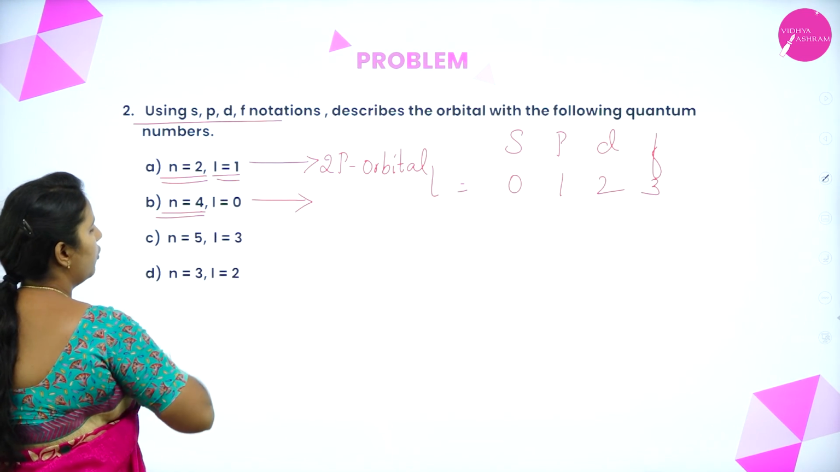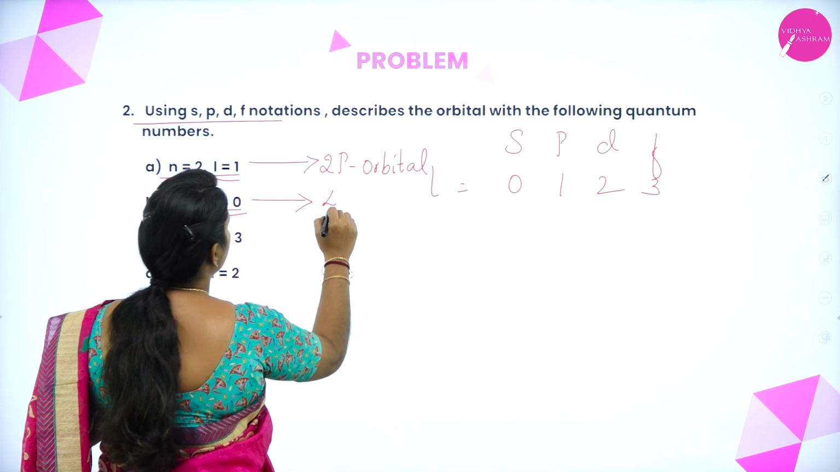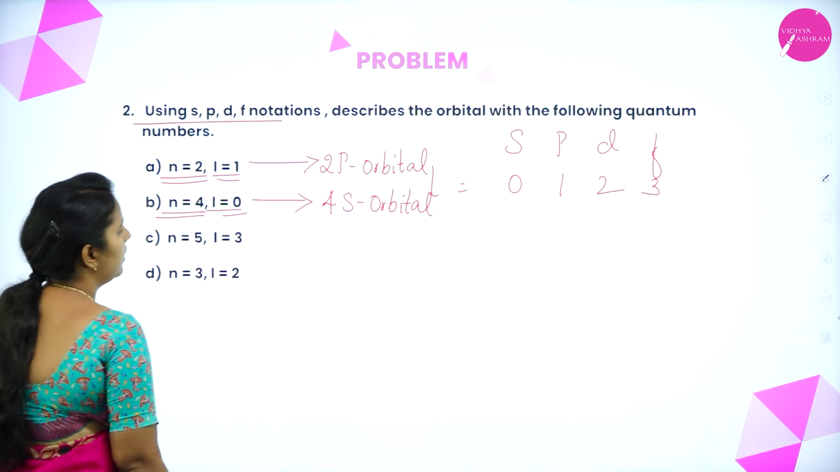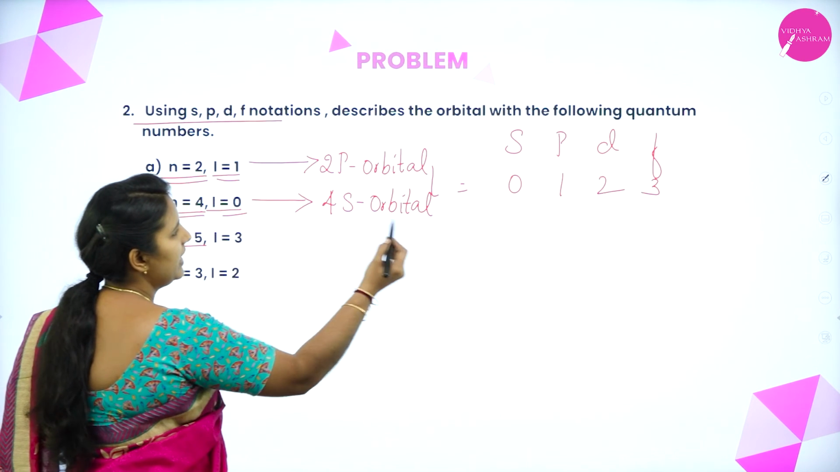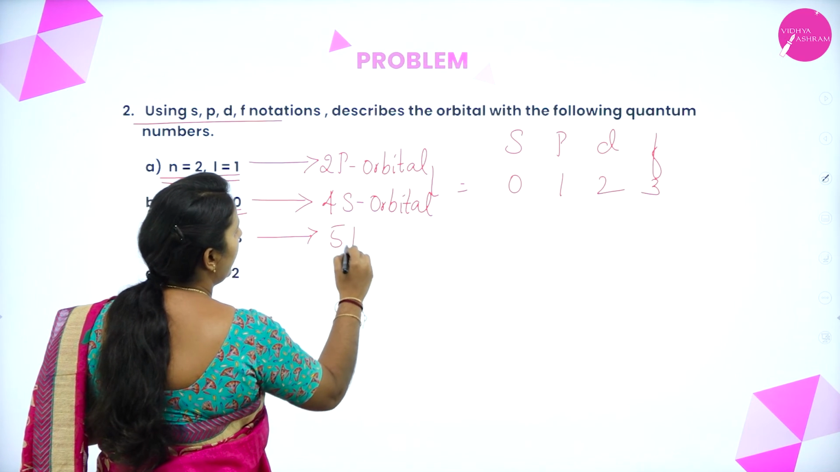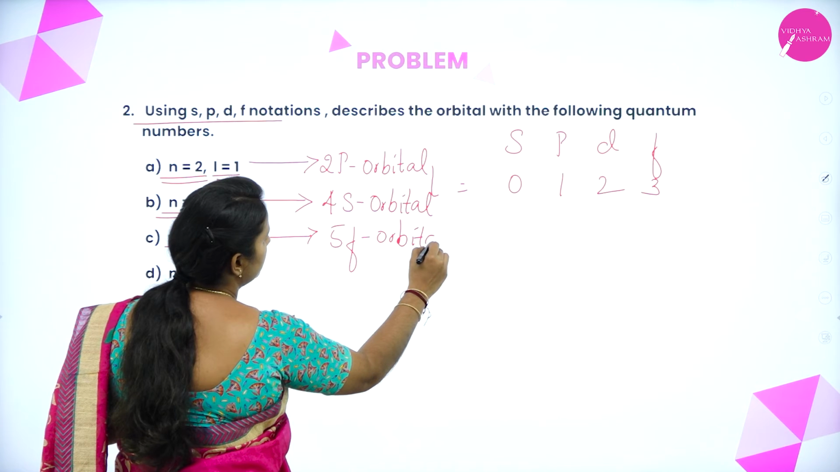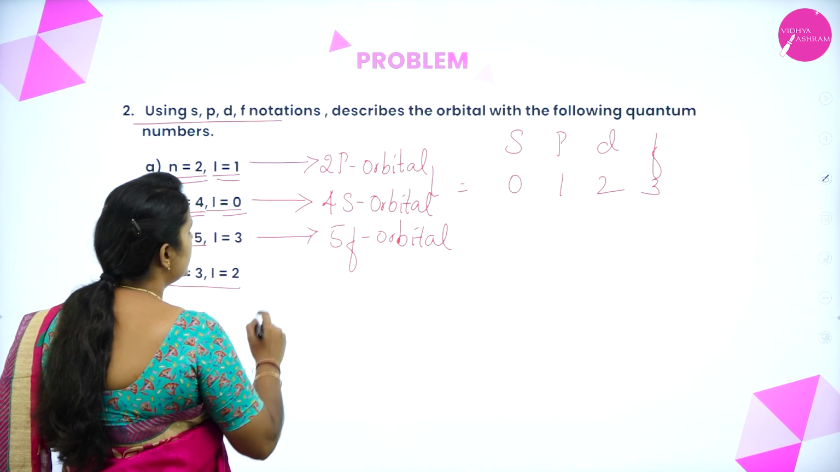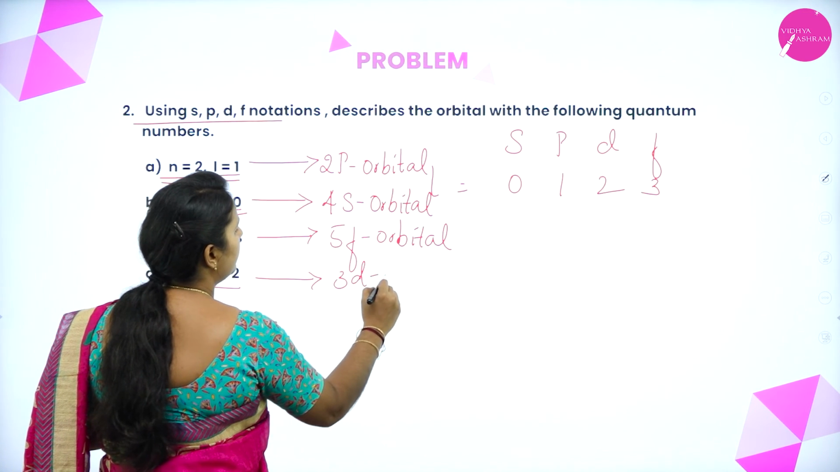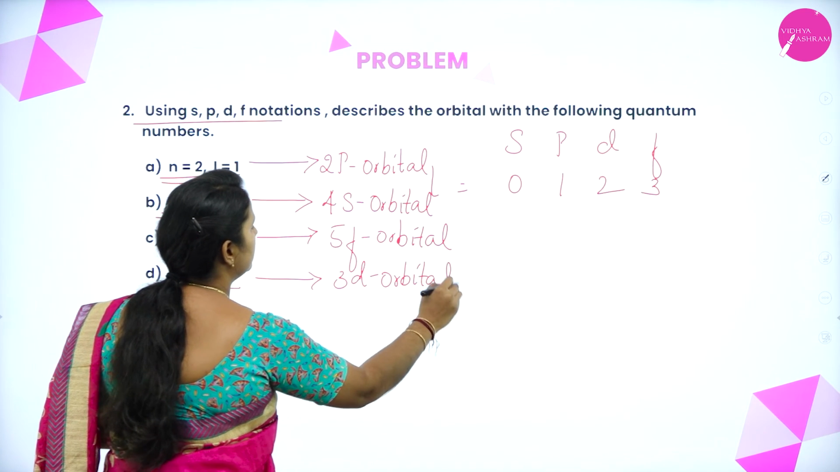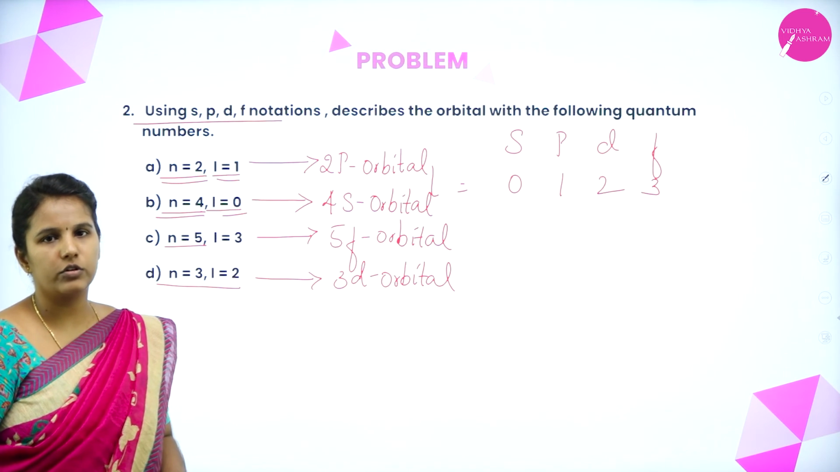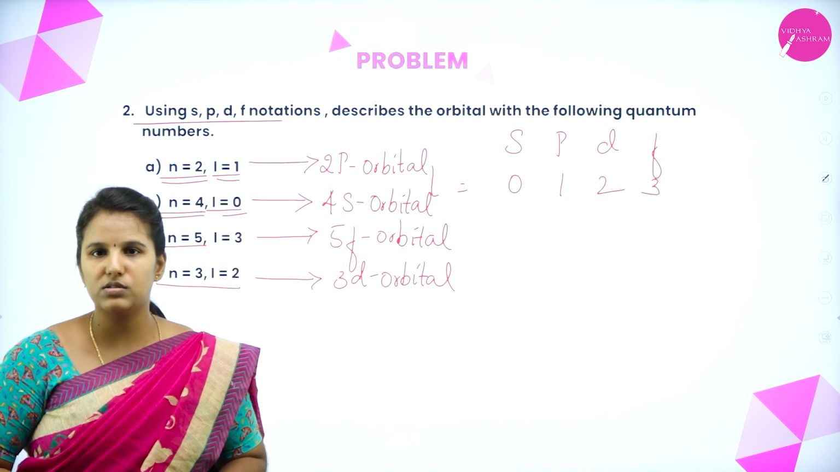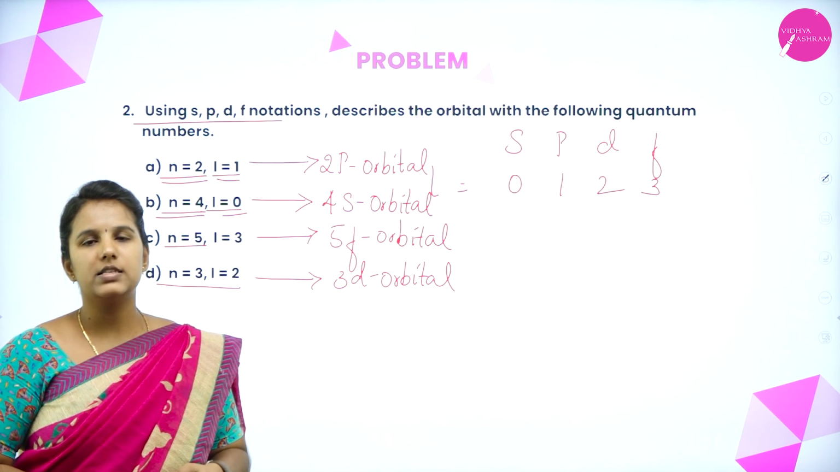Similarly, if n is equal to 4, L is equal to 0, that is the 4s orbital. If n is equal to 5 and L is equal to 3, it is the 5f orbital. Similarly, if n is equal to 3, L is equal to 2, so it is the 3d orbital. By using this SPDF notation, we can easily describe the orbital for the given quantum numbers by using the values of the principal quantum number along with the azimuthal quantum number.